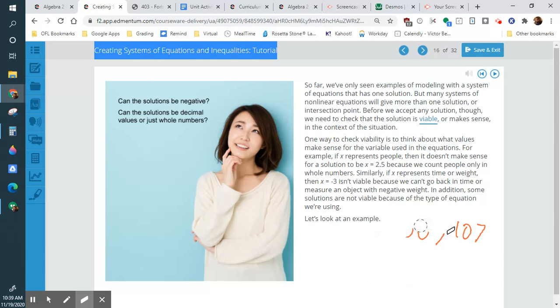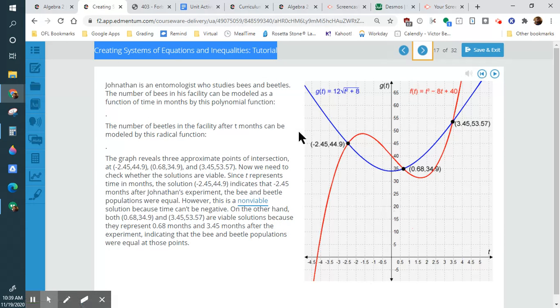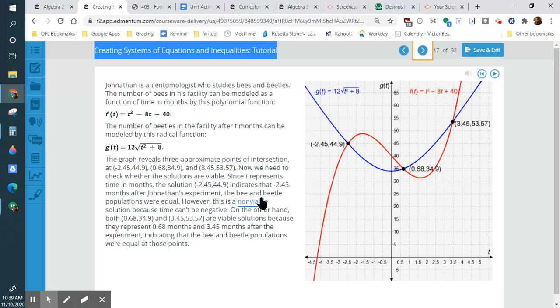Sometimes we can have negative numbers, like, for example, money in your pocket. You can't have negative money in your pocket. You can owe people money, so you can't have negative money by debt, but for the most part, you can't have negative money. If you're measuring how tall someone is, they can't be negative 5 inches tall. So you have to think about that.